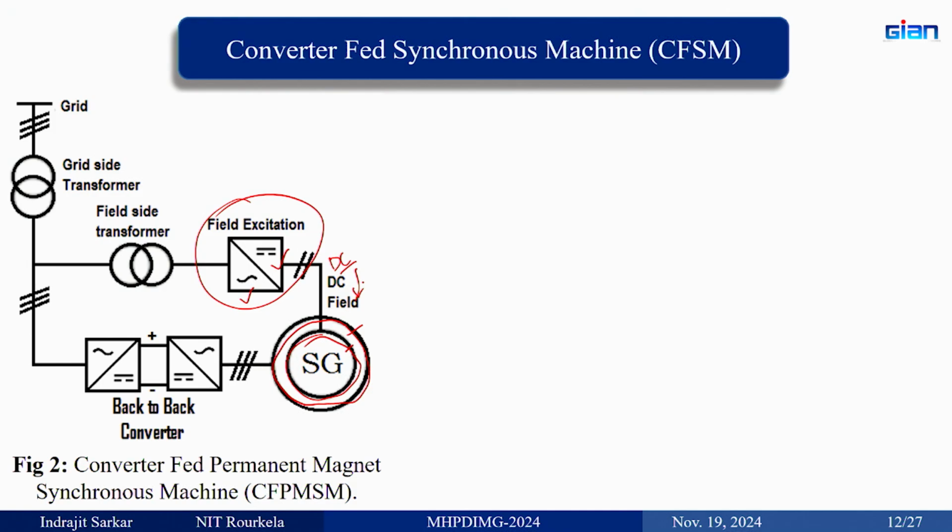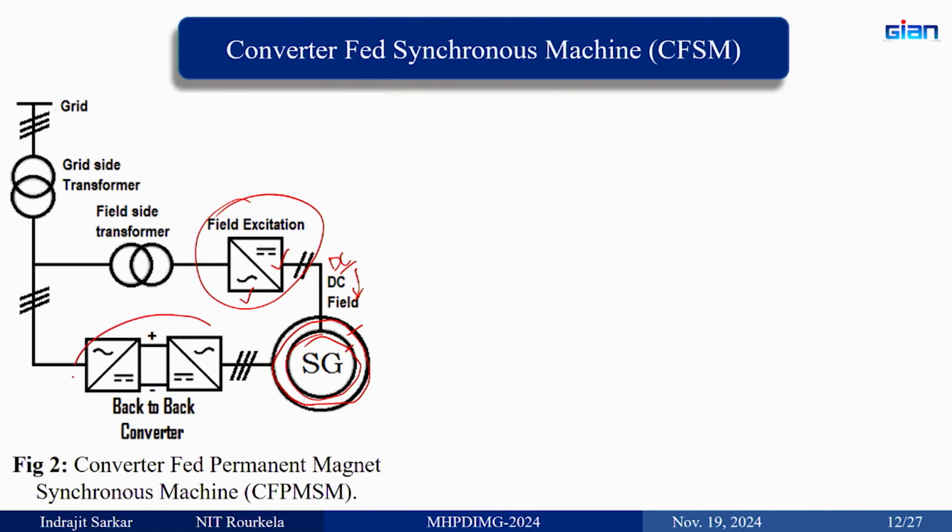Why do you need a DC field? Because the working principle is very simple. The stator has a distributed winding; you supply it with a 3-phase balanced supply and you will have a rotating magnetic field. Then on the rotor you have another magnet which rotates and locks with the rotating magnetic field. If it is DC, it is well suited and it will lock with the rotating magnetic field and it will run. And then you have a back to back converter.